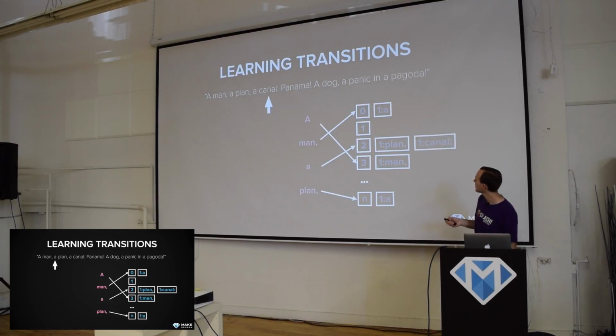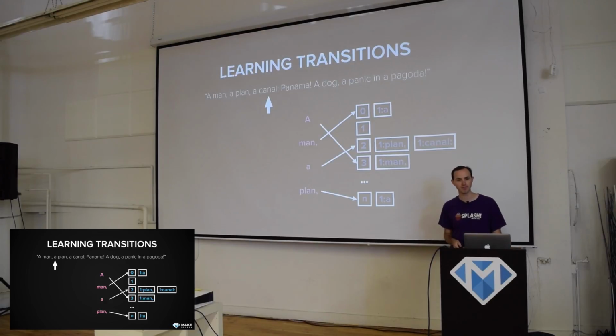And canal, we see that after A, canal can occur once, so we add canal in here. And then later, if we saw canal after A again, we would increment this count from 1 to 2, say. All right? And then at the end, we'll convert these to probabilities by just dividing by the total. So in this example, if we stopped here, then we would see that A is followed once by plan, once by canal. So we would add two transitions, one from A to plan with probability 1/2, and one from A to canal with probability 1/2.